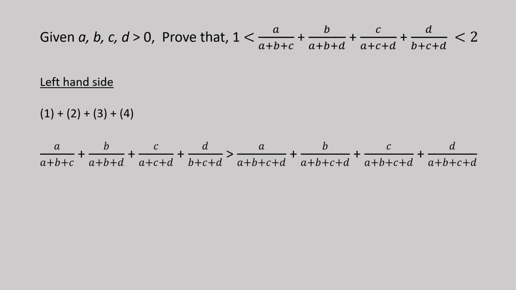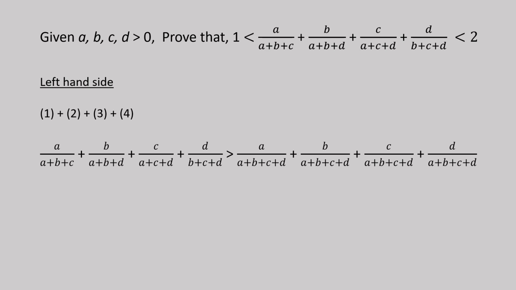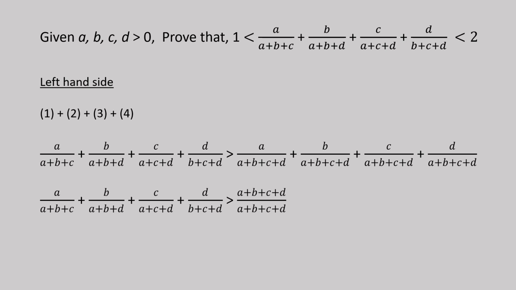It's easy to see that you can add up the four fraction terms on the right as they share a common denominator. We end up with a nice result, a plus b plus c plus d over a plus b plus c plus d, which equals 1. Rearrange the terms, and now we've concluded the proof for the left-hand side.